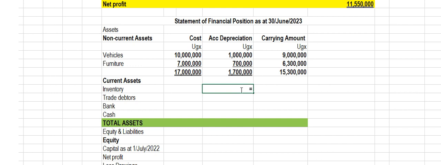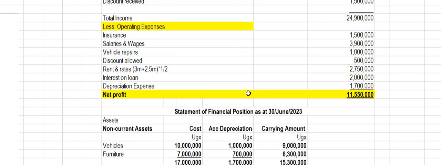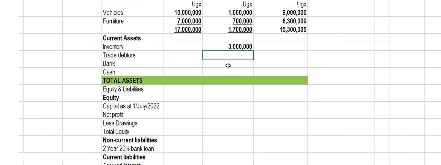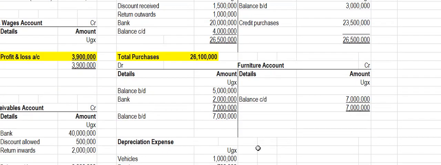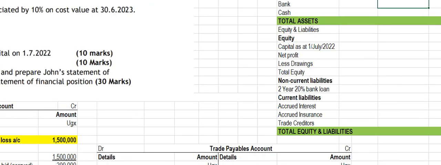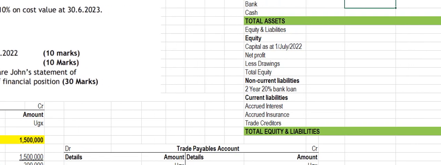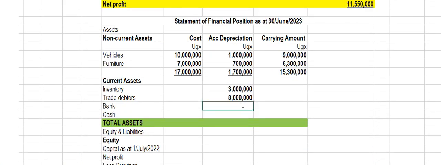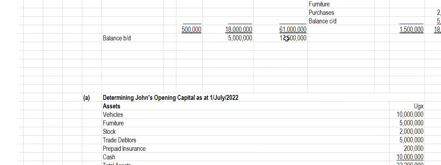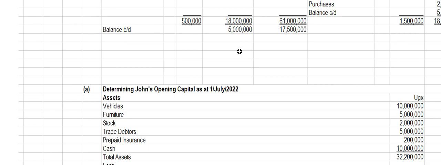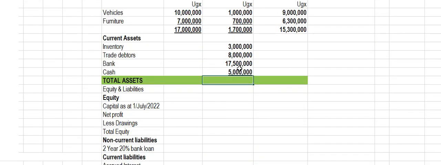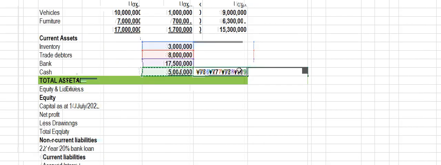Inventory at the end of the year, I can get this from my P&L closing inventory, that is 3 million. Credit debtors, I can get the closing balance from the trade receivables account, that is 8 millions. Bank, I can get the bank balance from my cash book up here. Then the cash account too, we can get that from the cash book, that is 5 millions. So your total current assets is inventory plus the trade debtors plus the bank plus the cash, that gives us 33.5.